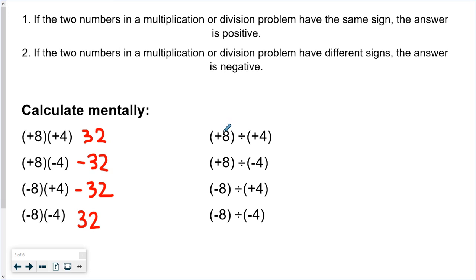Again, I have positive 8, and I'm going to divide that by a positive 4. Well, I know that 8 divided by 4 is 2. Both signs are the same. That means my answer's got to be positive. So that answer is going to be a positive 2.